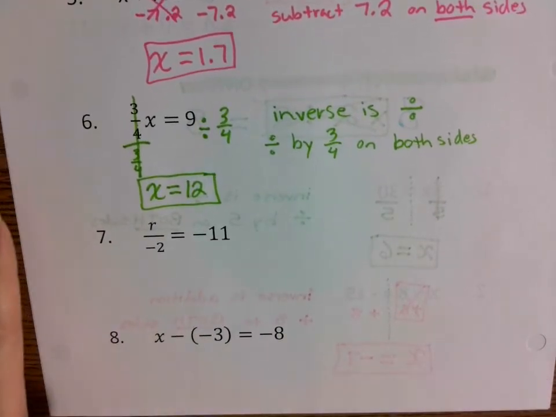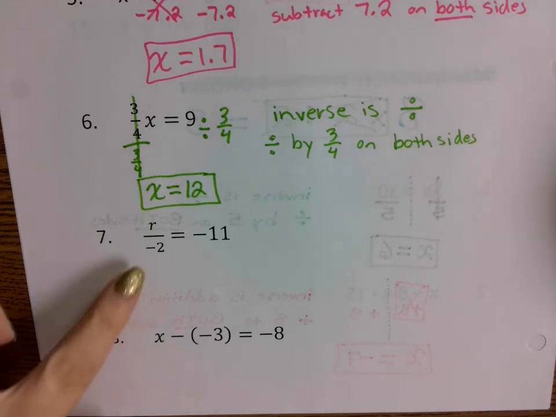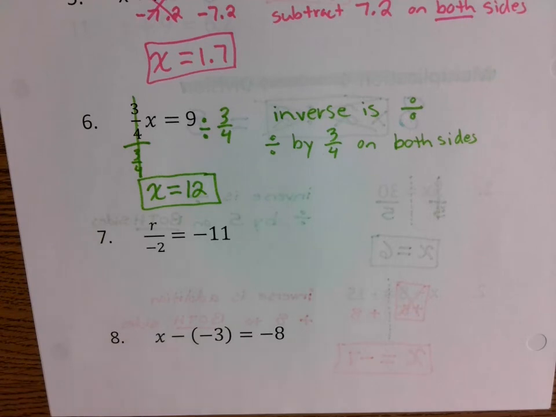Okay, problem number 7, that's going to go to person 22. That would be you, Ian. You're desk 22. What did you get for problem number 7? r is equal to 22. Oh, no, you were right the first time. Positive 22.